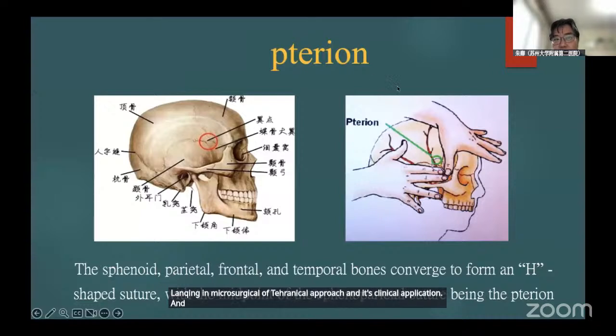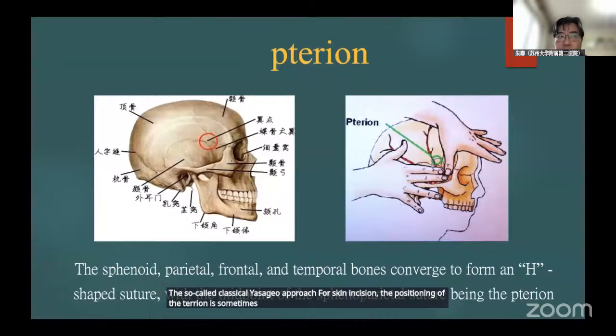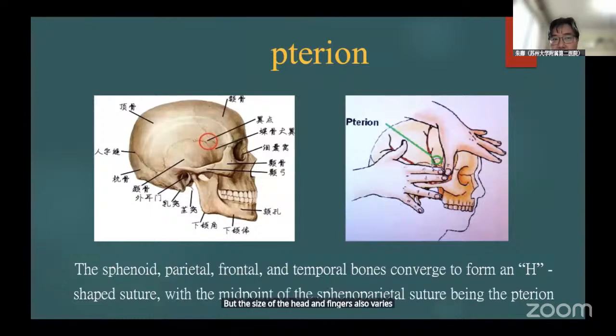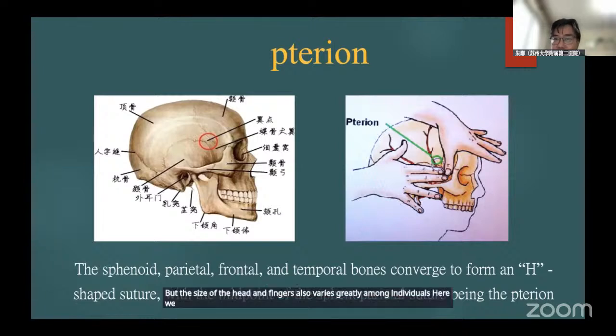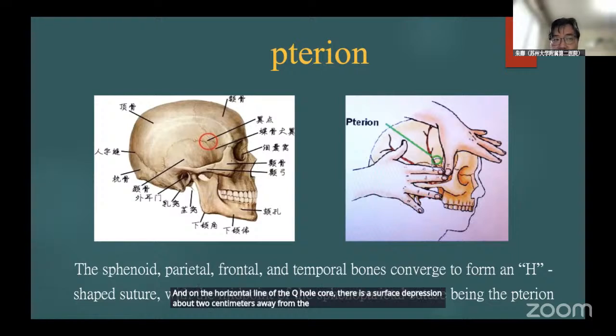As we know, the pterional craniotomy is widely used in exposure of the suprasellar region, the so-called classical Yasargil approach. For skin incision, the positioning of the pterion is sometimes determined by two fingers above the zygomatic arch and one thumb behind the orbit. But the size of the head and the fingers also varies greatly among individuals. Here we introduce a precise positioning method, especially suitable for the pterional keyhole approach. On the horizontal line of the keyhole, there is a surface depression about 2 centimeters away from the keyhole, indicating the sphenoid crest.